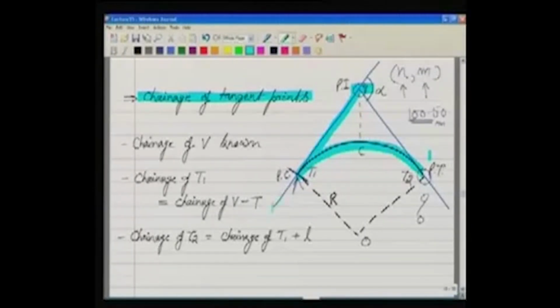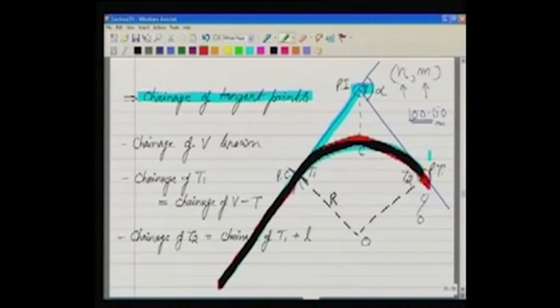So finally, how is our road going? The road is coming from here, then it takes a curve, and if I highlight it in a different color, this is the road. Then it goes like this and again joins the tangent. So basically the chainages are measured along the road. Somehow we know the chainage of point V. This is how we can determine the chainage of the point of curvature, and then you add the length of the curve, you know the chainage of the point of tangent, and so on.